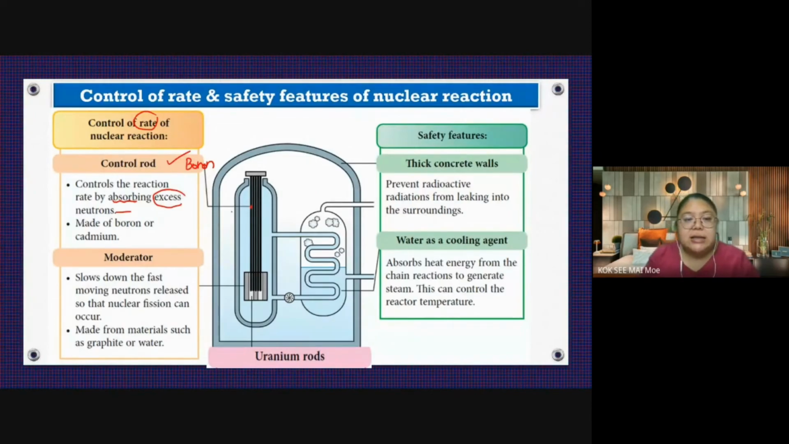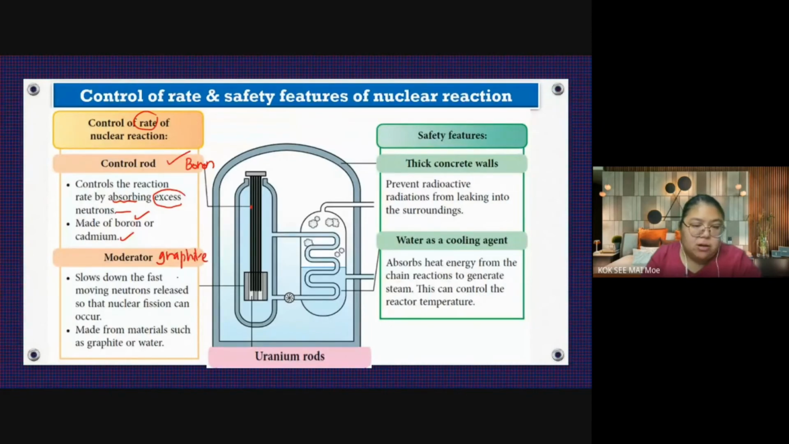So the function is to reduce, to slow down the process of nuclear fission, by absorbing the neutrons. They are made of boron, and can also be made of cadmium. This is the function of the control rod. Normally the question will ask what the function of the control rod is. So you must say it reduces the rate of nuclear fission, making the fission less because it absorbs the neutrons. Moderator, another name we can call it is graphite. This one is graphite.